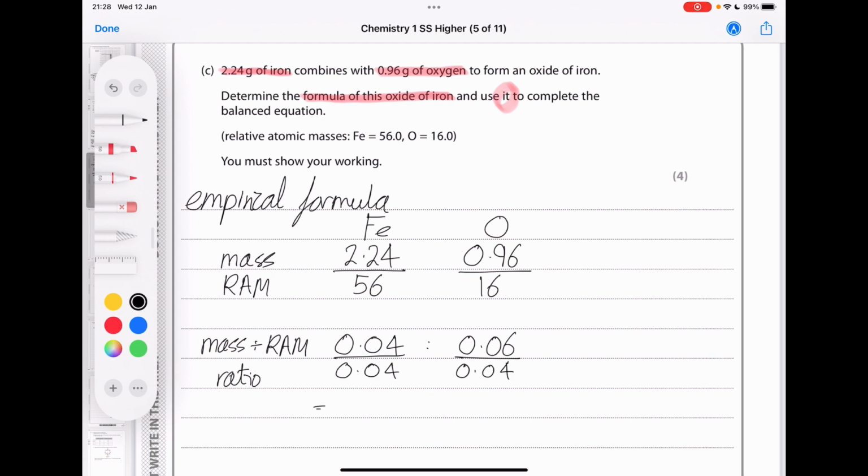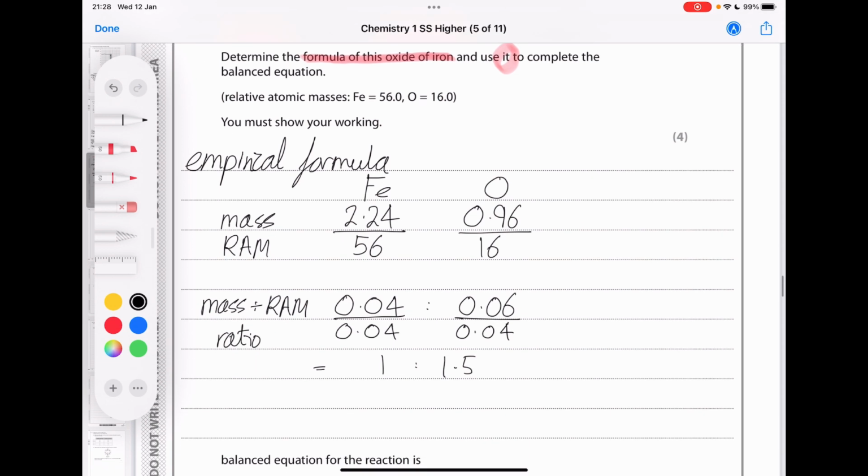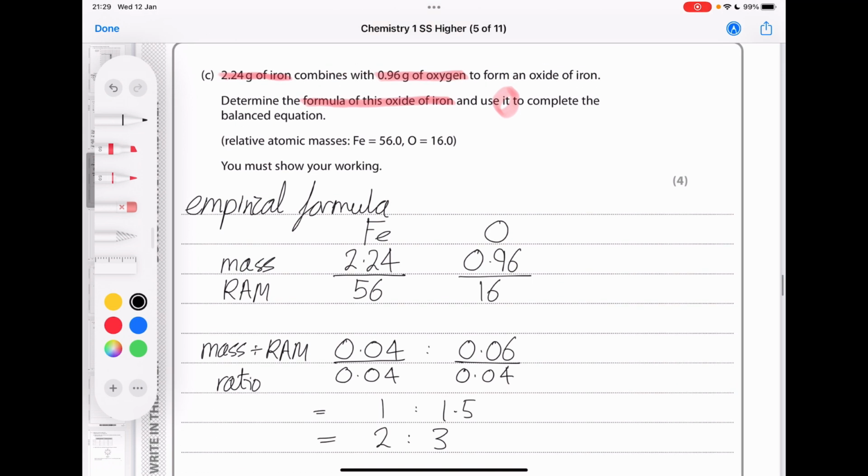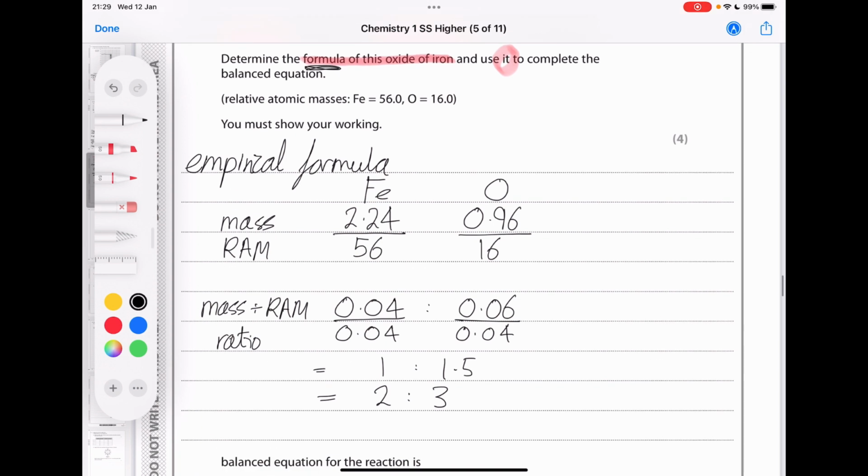Which gives me an answer of 1 to 1.5. I cannot have 0.5 in a formula, and therefore I should double everything to get a final ratio of 2 to 3. Lots of people got to this stage and then forgot that we have been asked to write a chemical formula. You've not been asked for a ratio, you have been asked for a formula. And therefore, I've got 2 ions, so it is Fe2, and 3 oxygens, so O3.